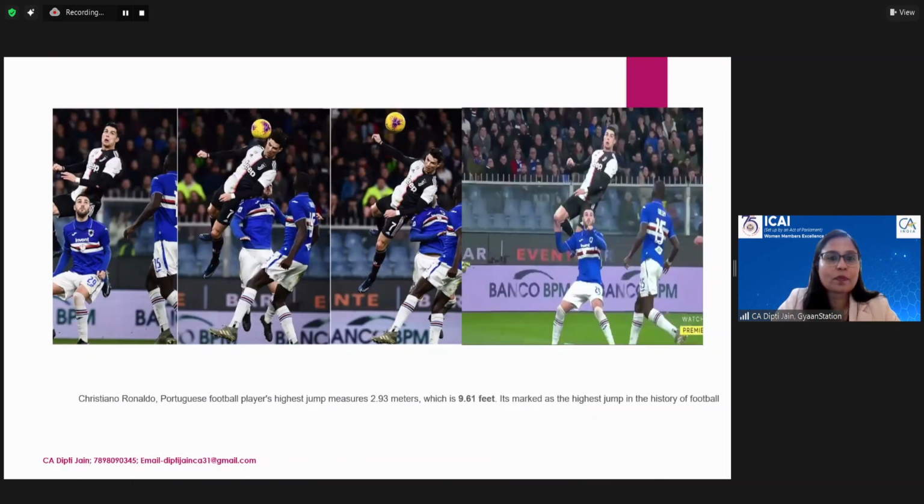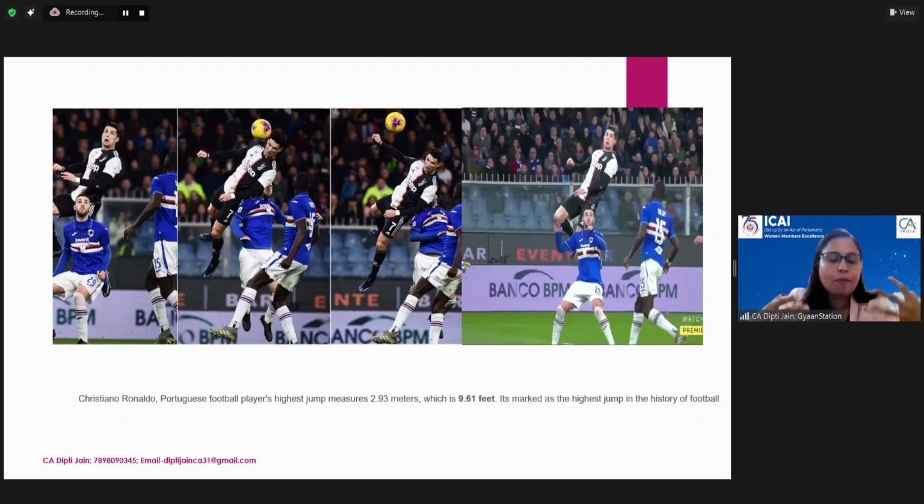Next, a very important one. How many of you know this player, Cristiano Ronaldo, the Portuguese footballer? He is the player with the highest jump measured during a football match. He did this highest jump measure of 2.93 meters, which is 9.61 feet. Can you imagine any normal human doing this? We can't even jump 2 or 3 feet. So this is 9.61 feet just over the head of the other player to hit that ball. And it's marked as the highest jump in the history of football.